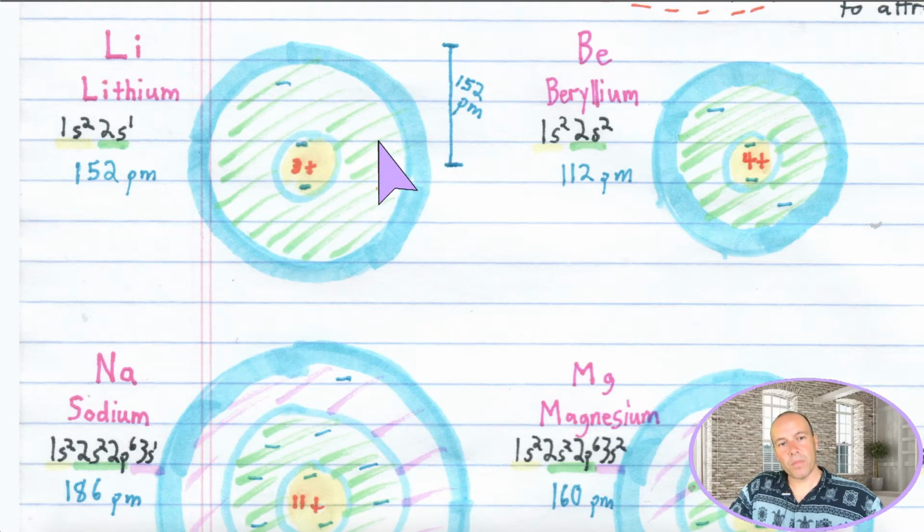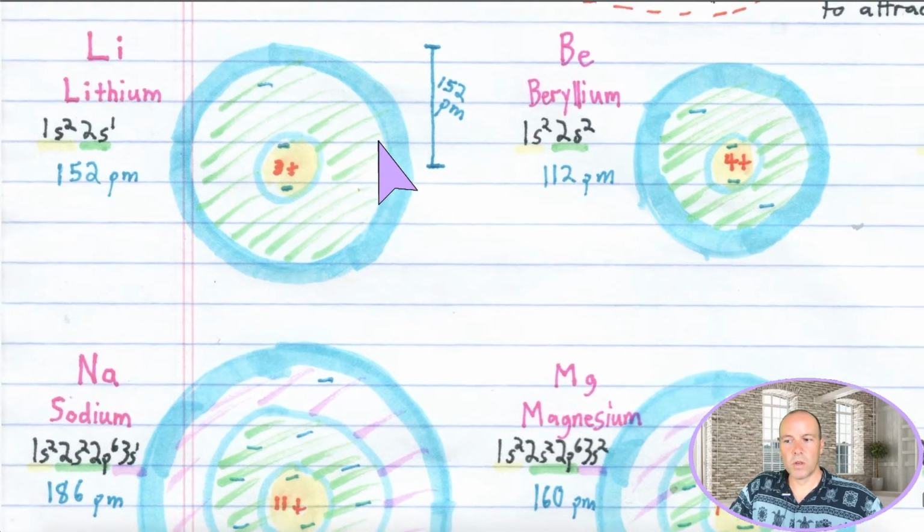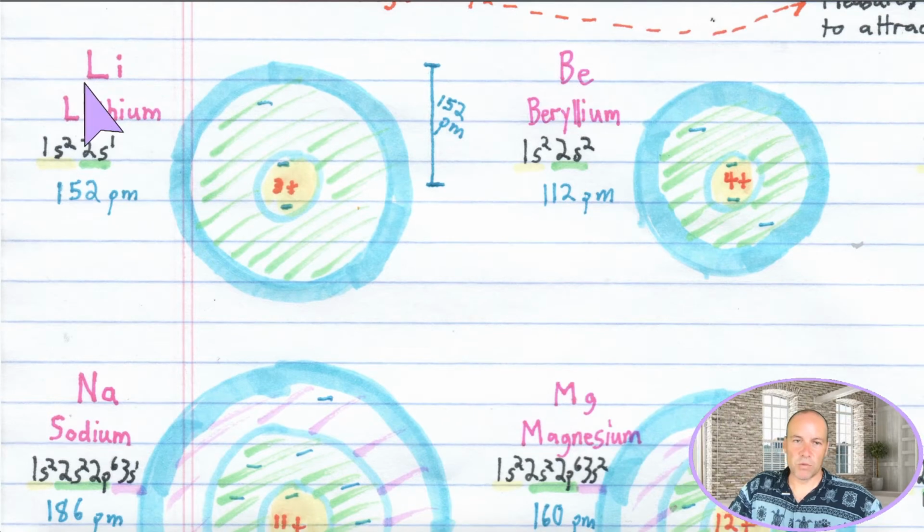Now, let's go over to beryllium. Beryllium is right next to lithium. It's element number 4, so it has 4 protons in the nucleus and also 4 electrons around it. There are 2 electrons in the inner shell and then 2 valence electrons in the outer shell.